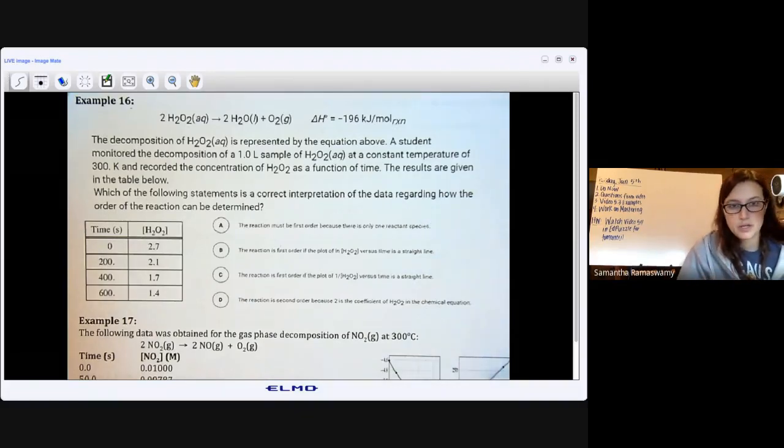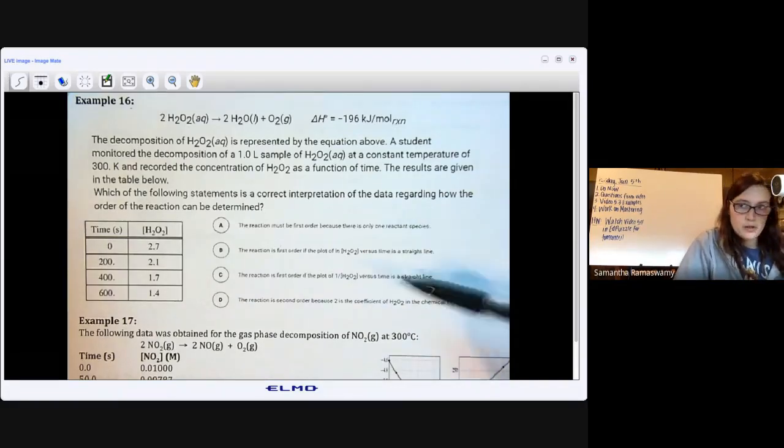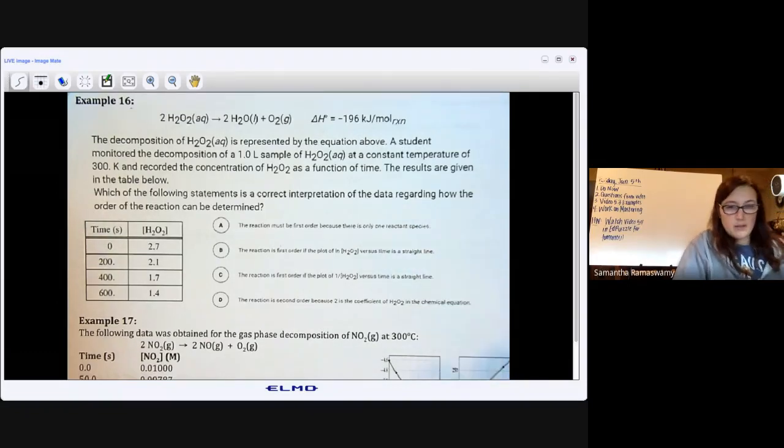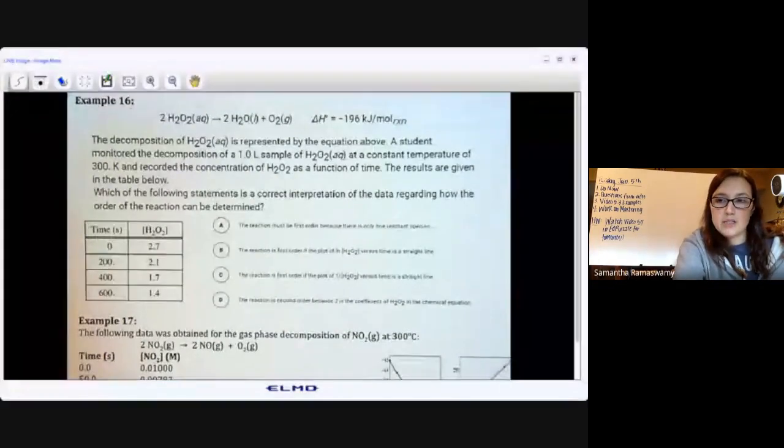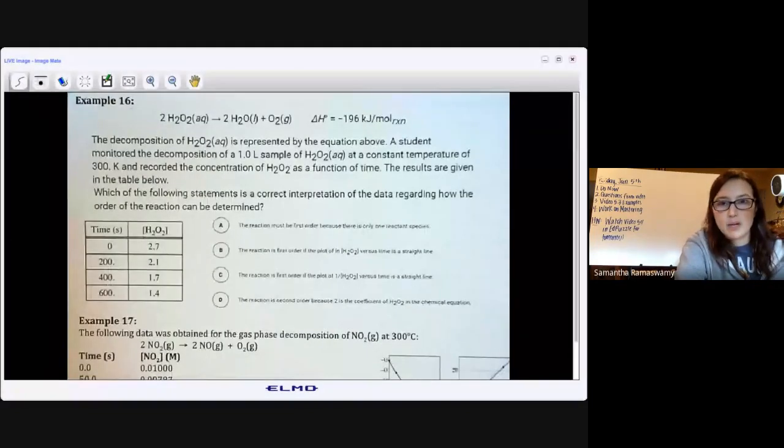So I want you to read through the 4 possible answer choices. This is a multiple choice question. Read through the 4 possible answer choices, and then see if you can pick out the correct answer. Go ahead and take a few minutes. In 3 minutes, we'll come back and answer this question, and then we have 2 more examples that we'll go through before you have a little bit of work time. So take about 3 minutes, answer this question, and then take a break if needed.